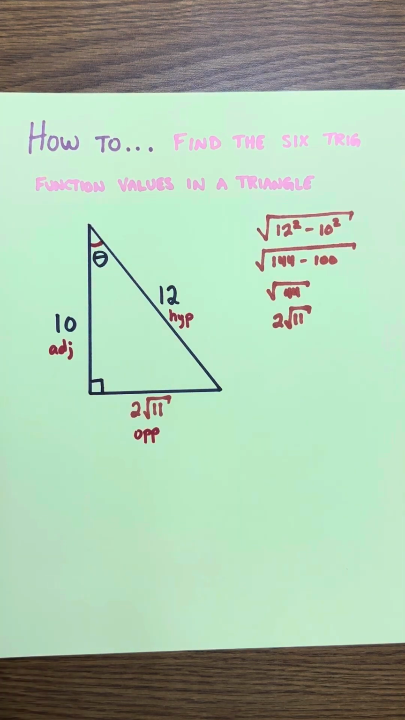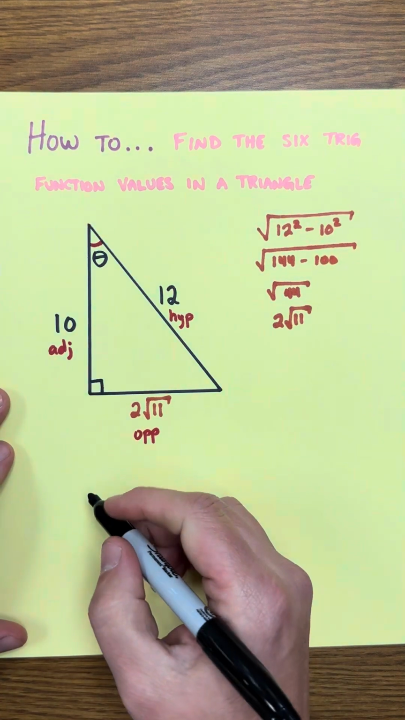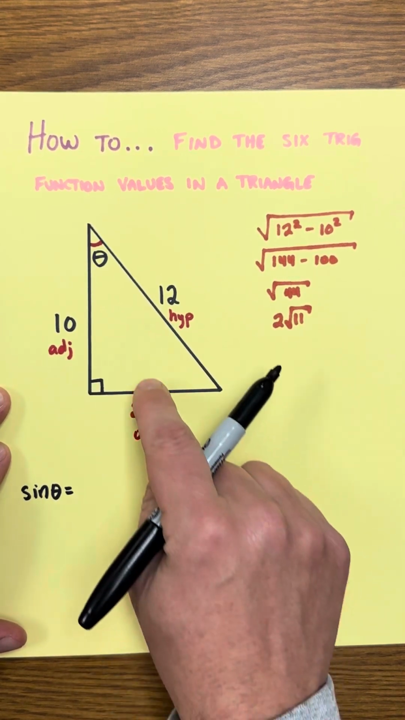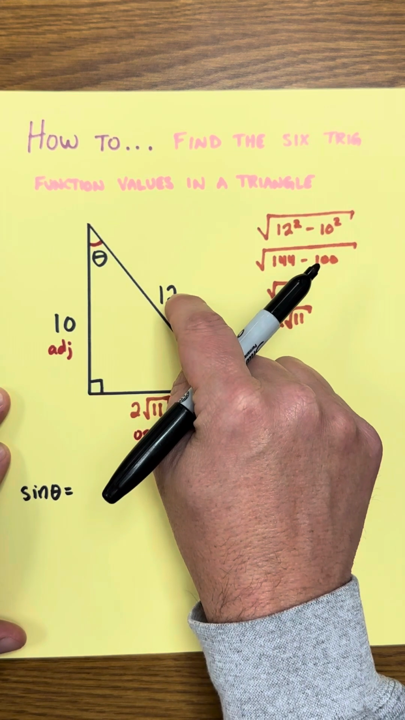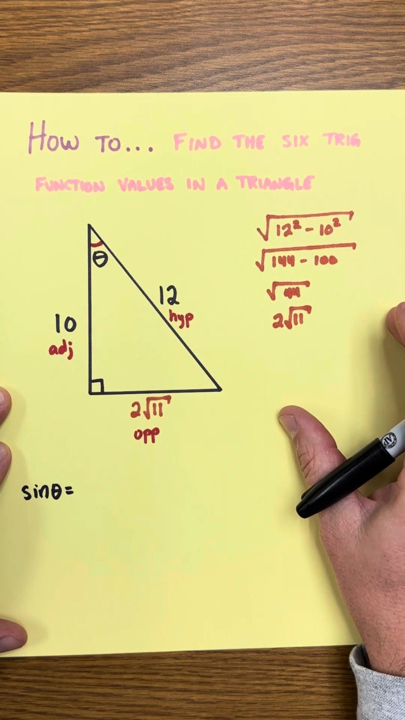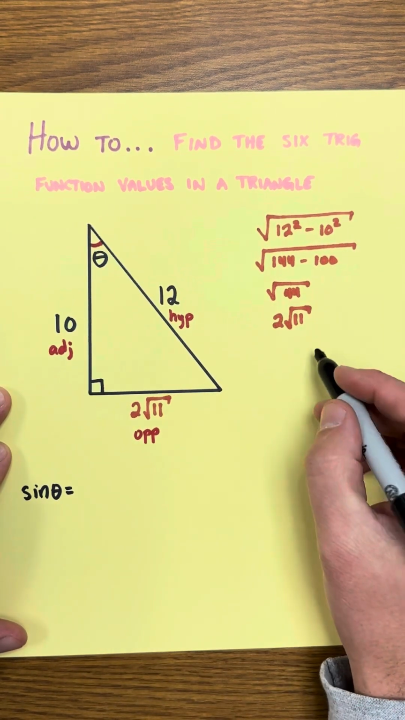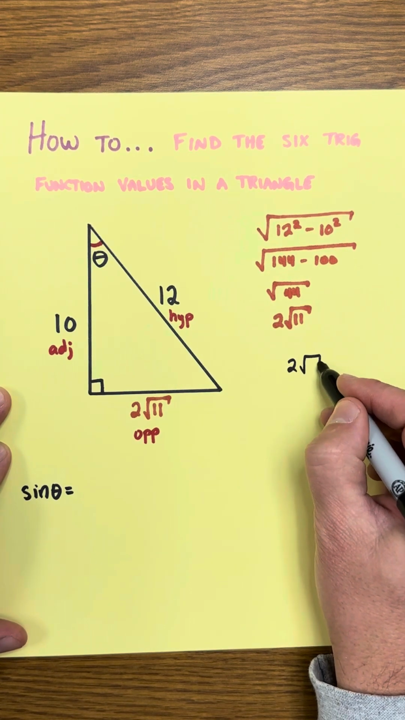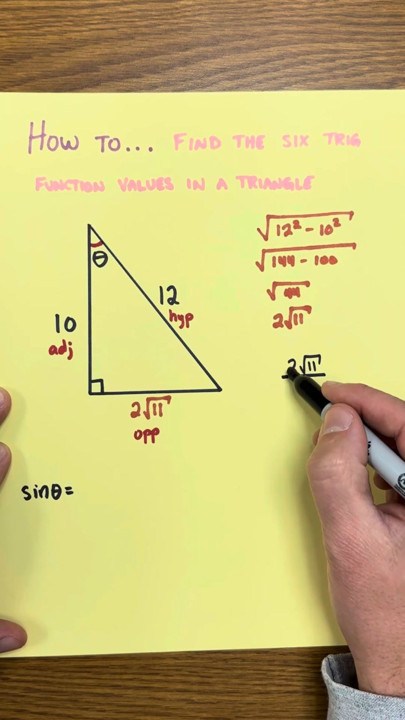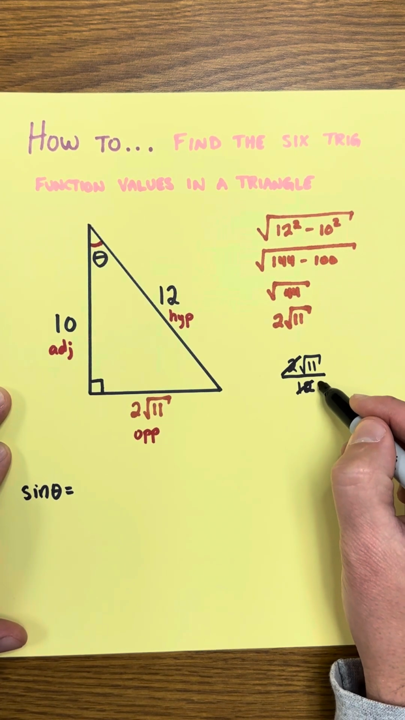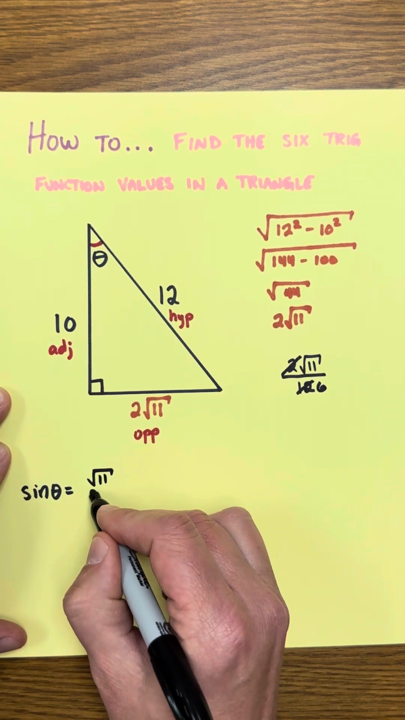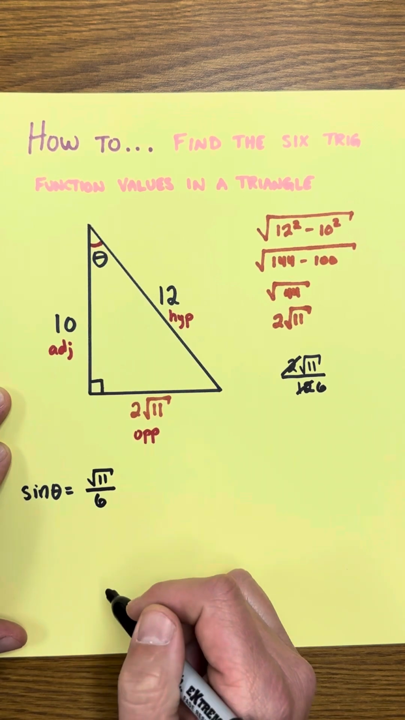So the sine of angle theta is equal to the length opposite divided by the hypotenuse. So I'm going to do this kind of scratch work over here real quick because I want to just write the answers down here. If I take the opposite, 2 square root of 11 divided by the hypotenuse, 12. I also wanted to show that there is some reducing. 2 goes into 12 6 times. So my sine of angle theta is the square root of 11 divided by 6.